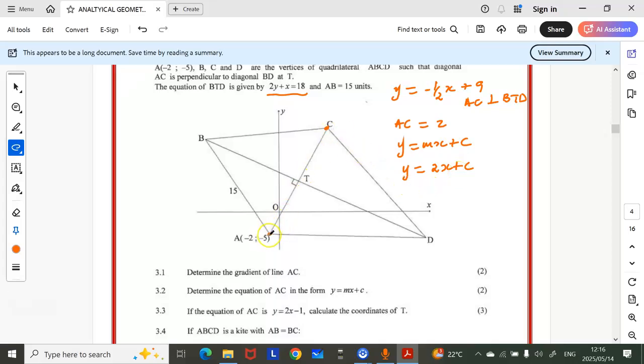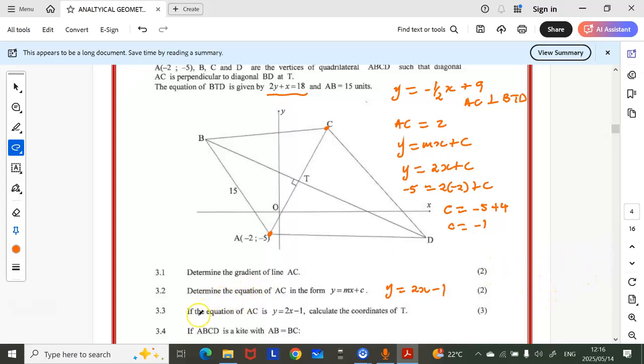We can take one point from A or C, but we have A. So A is minus 5 for y, minus 2 for x, plus c, right? Then our c will be equal to minus 5 plus 4, right? Then c will be minus 1, right? So the equation we are looking for here will be y equals 2x minus 1, right?